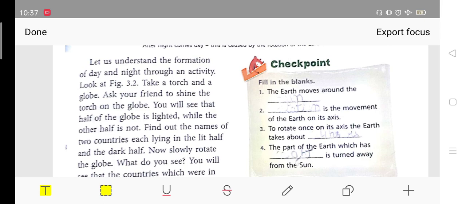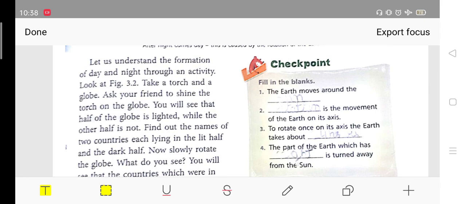Same is for the earth, because the earth is basically revolving around the sun. The earth is basically moving around the sun, and sun is stationary. That means sun is at one place. It is not moving, but other bodies are moving around the sun. And since earth is also moving on its own axis, so one part is receiving sunlight and the other part is receiving no sunlight, which decides day and night.